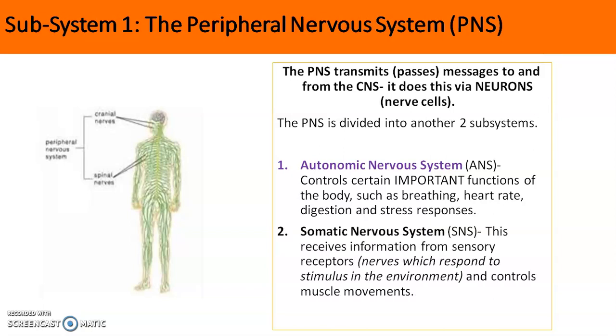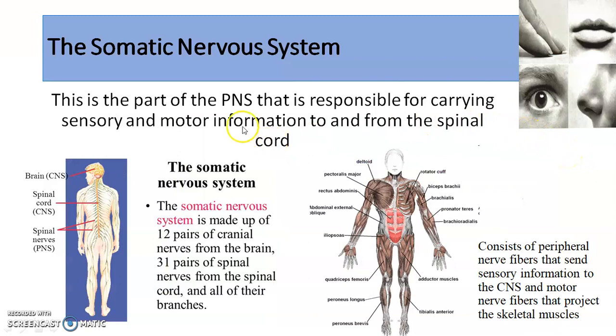The somatic nervous system receives information from sensory receptors. So it's mainly concerned with our muscle movements and our skeletal movements as well. So all to do with our muscles and the ability to respond to different sensory receptors. Okay, again, this is just more information on the somatic nervous system. I'm not going to read it out to you because you're able to do that, but just make sure you're aware of the different functions of it.